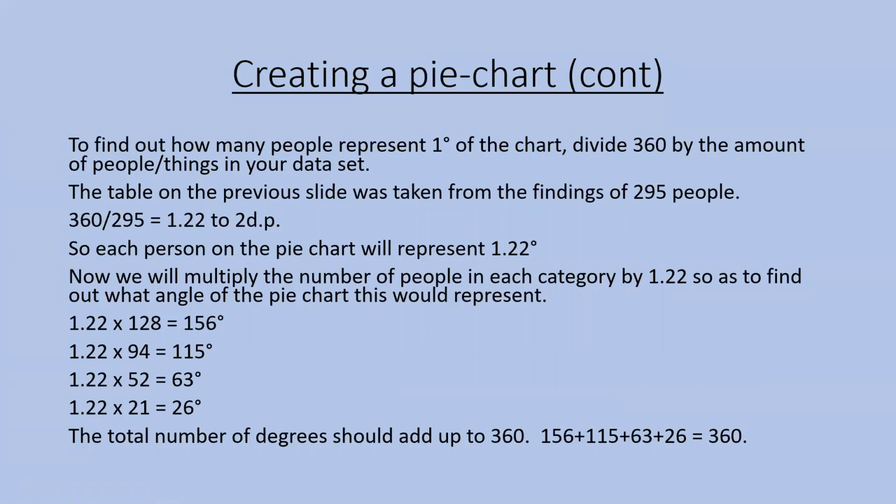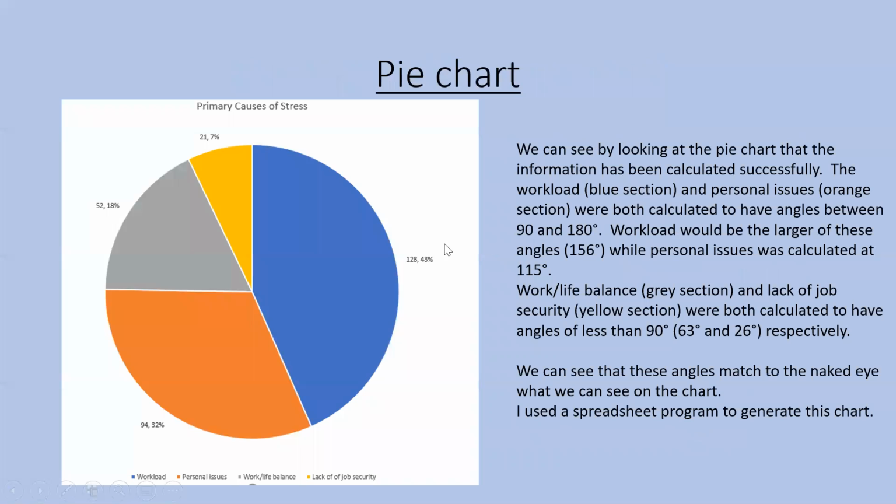We would then need to add all of those figures up to ensure that they add up to 360, which they do. 156 plus 115 plus 63 plus 26 equals 360. And I've made a pie chart out of that information. You can see the number of people in each category that cited the different elements as stressful, and the percentage that they take up within the pie chart. It doesn't show the angles, unfortunately.